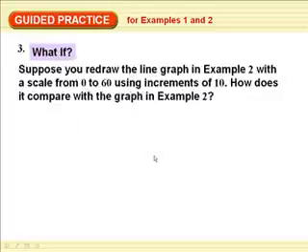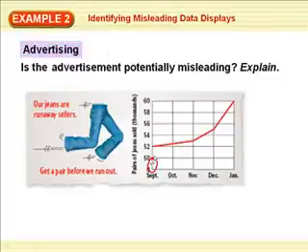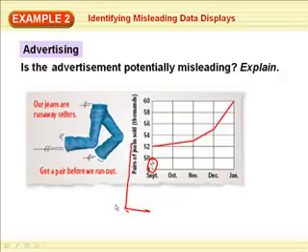Suppose you read, redraw the line graph in example 2 with a scale of 0 to 60 using increments of 10. How does it compare with the graph in example 2? So redraw this graph and do it with 10. So here you'd go 0, 10, 20, 30, 40, and so on.